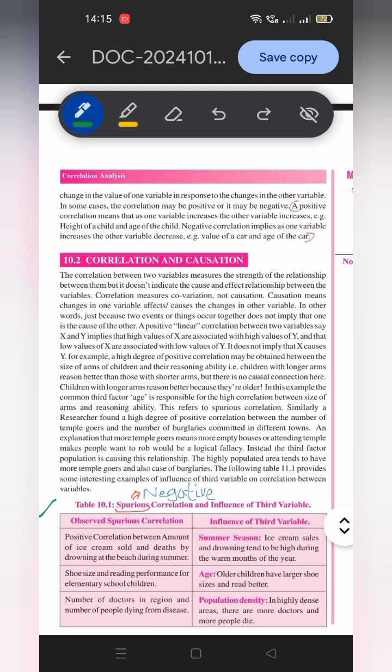A positive correlation means that as one variable increases, the other variable increases. Example, height of a child and age of the child. Negative correlation implies as one variable increases, the other variable decreases. Example, value of a car and age of the car.